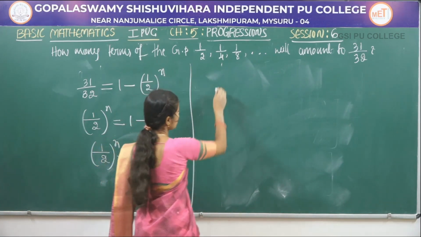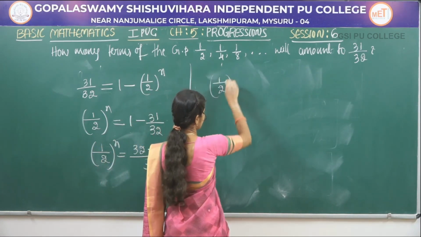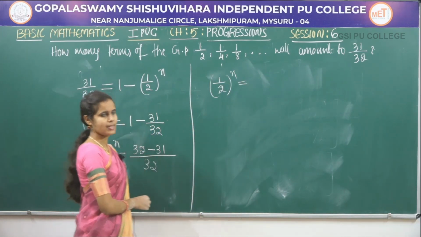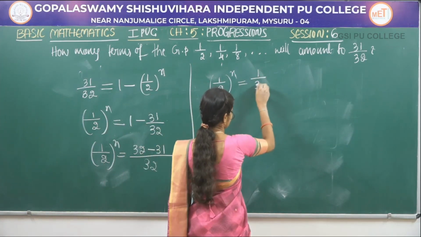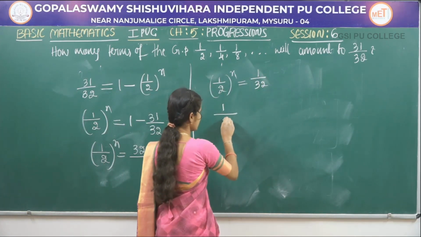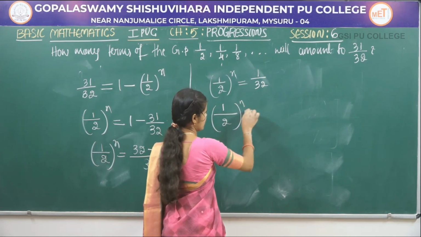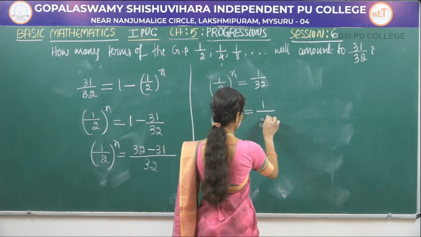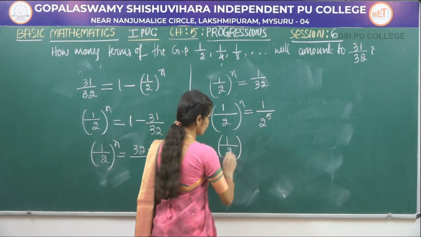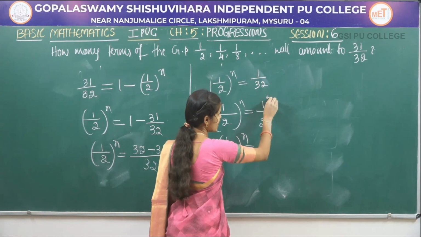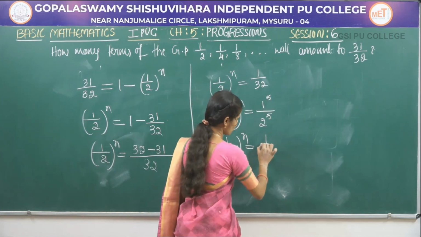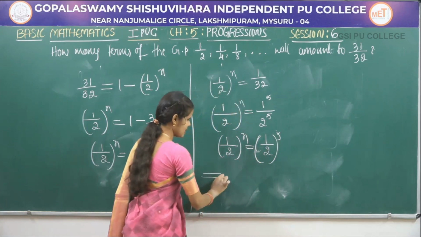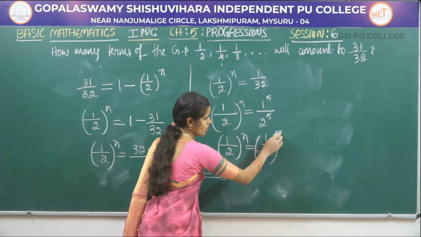So 1 by 2 whole to the power of n is equal to 32 minus 31 is 1, 1 divided by 32. So 1 by 2 whole to the power of n is equal to 1 by 32. 32 can be written as 2 to the power of 5, and 1 can be written as 1 to the power of 5. Therefore this can be written as 1 by 2 whole to the power of 5. So we get n is equal to 5.